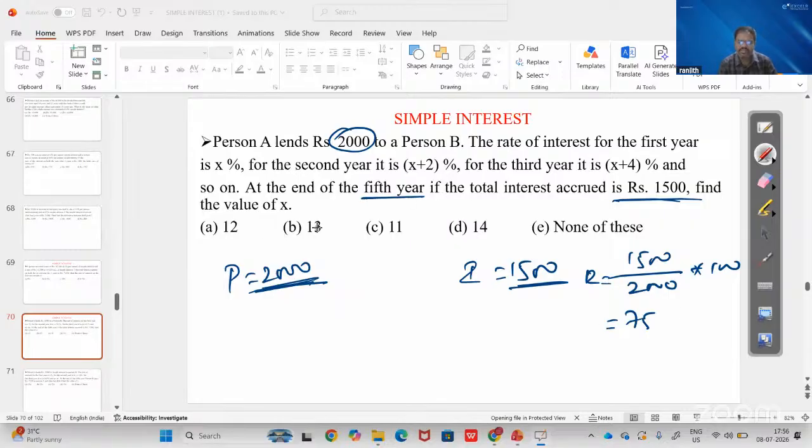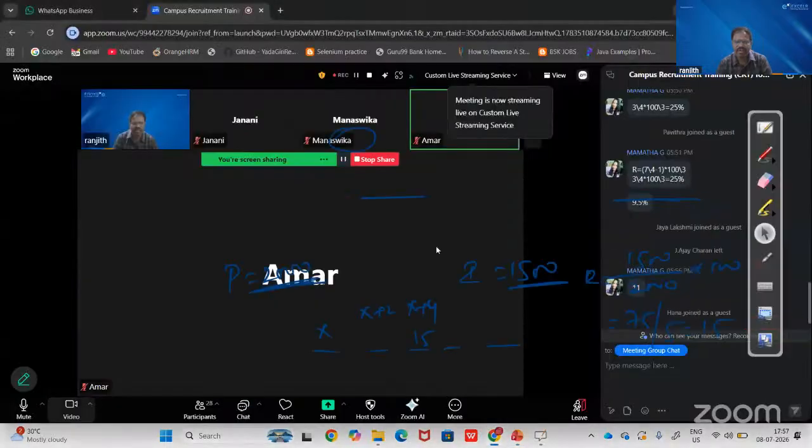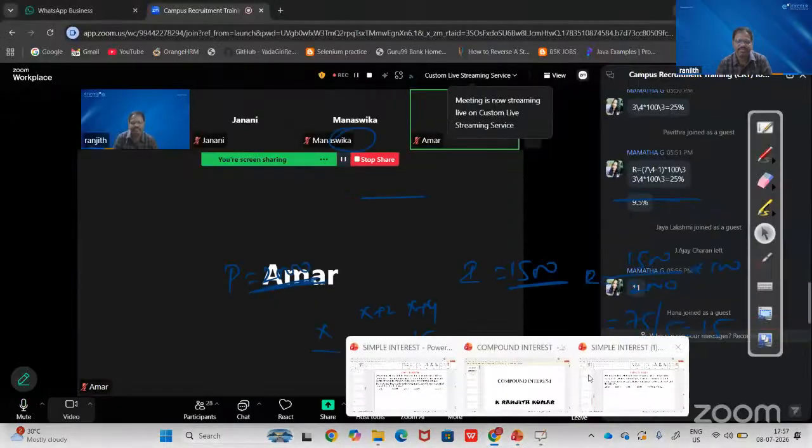So the rate of interest throughout all the years is the same, in the sense 75 by 5 equal to 15. So this will be equal to 1, 2, 3, 4, 5. So this will be equal to 15. And the next ones will be x, x plus 2, x plus 4. 15 minus 4 equal to 11 percentage. Answer is 11 percentage.